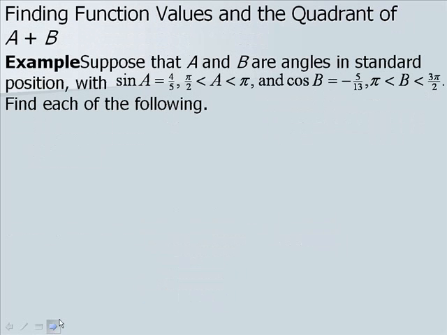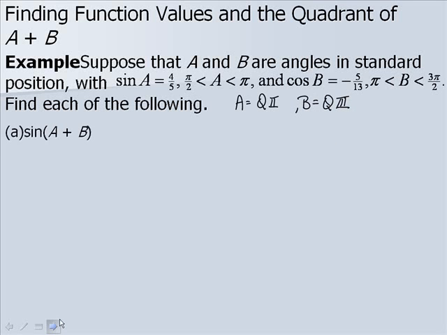Let's look at one last way that we can apply our sum of difference identities. We want to find function values and the quadrant of a plus b. Suppose that a and b are angles in standard position, with the sine of a equaling 4/5 and a being between pi over 2 and pi, so we know that a is in quadrant 2, and cosine of b is -5/13, where b is between pi and 3 pi over 2. So b is in quadrant 3.